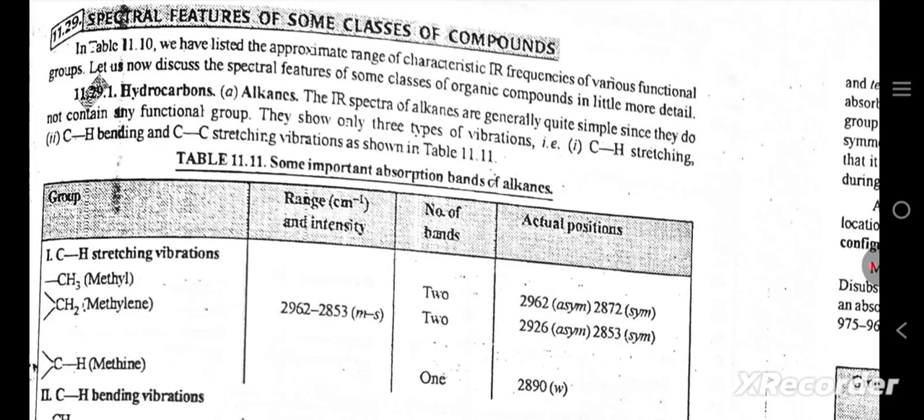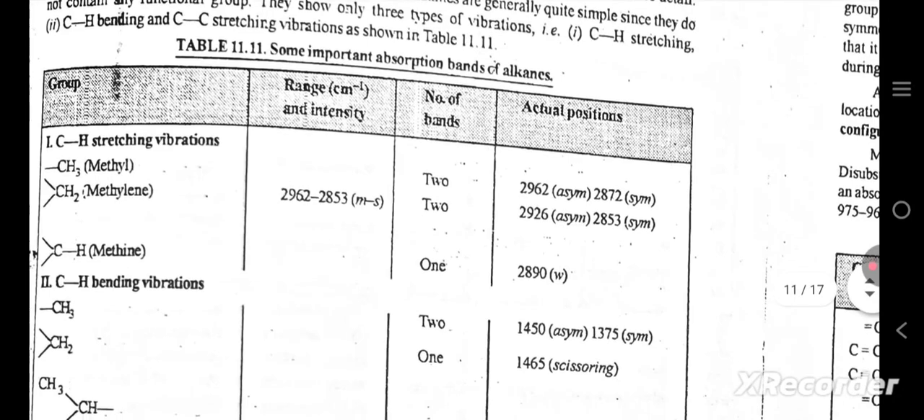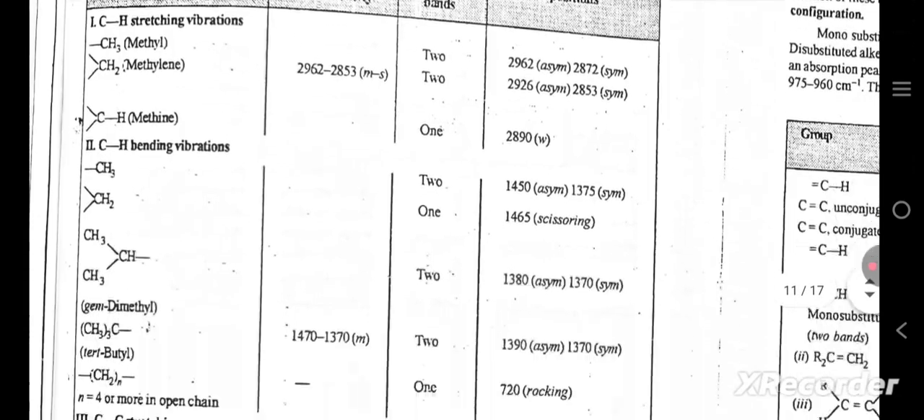Hydrocarbons, alkanes. The IR spectra of alkanes are generally quiet since they do not contain any functional group. They show only three types of vibrations: CH stretching, CH bending, and CH stretching vibration, as shown in figure 11.11. Some important absorption bands of alkanes. Look at this figure.